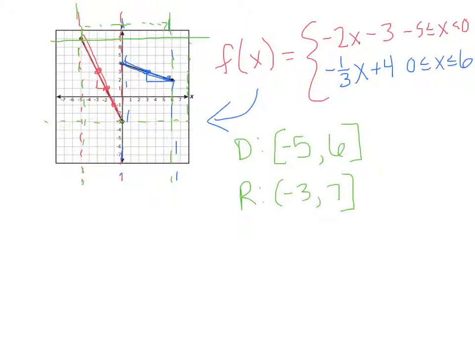Now, there are a couple types of piecewise functions. There are continuous piecewise functions and discontinuous piecewise functions. For us, continuous is something that has no breaks or gaps. But a discontinuous function is one that does have a break or gap. And it's pretty clear from this one that it is discontinuous.